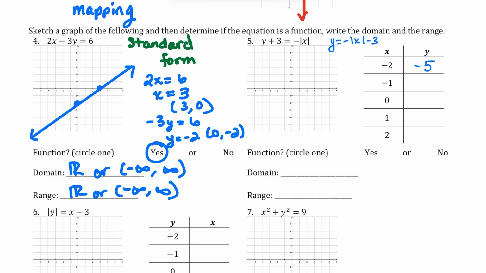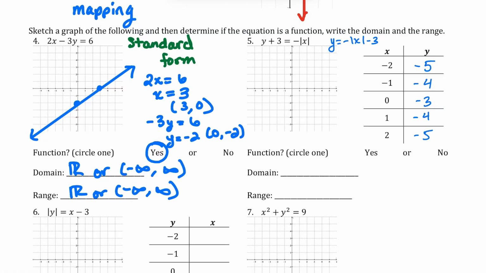Plug in negative 1, get positive 1, but the negative still makes it negative. Minus 3 is negative 4. You plug in 0, there's no such thing as negative 0, so 0 minus 3 is negative 3. Then plug in 1, the absolute value of 1 is 1, but then it's still negative, so negative 1 minus 3 is negative 4. If you plug in 2, you get negative 5.